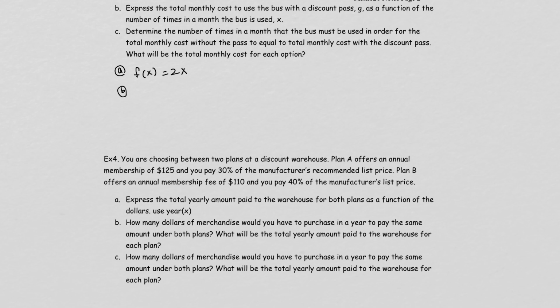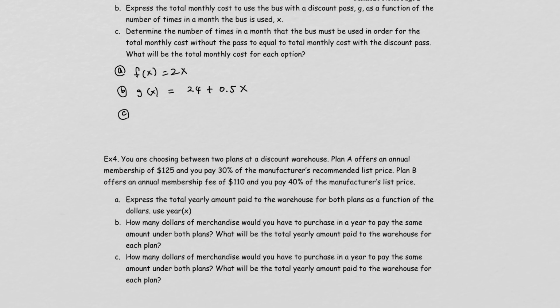And B is asking for the discount equation, and they want you to use g of x. So for the discount, they pay $24 upfront plus discount one, where you will be charged 50 cents, which is 0.5, for each time, so it will be times x. So this is how you're going to build each case's equation.